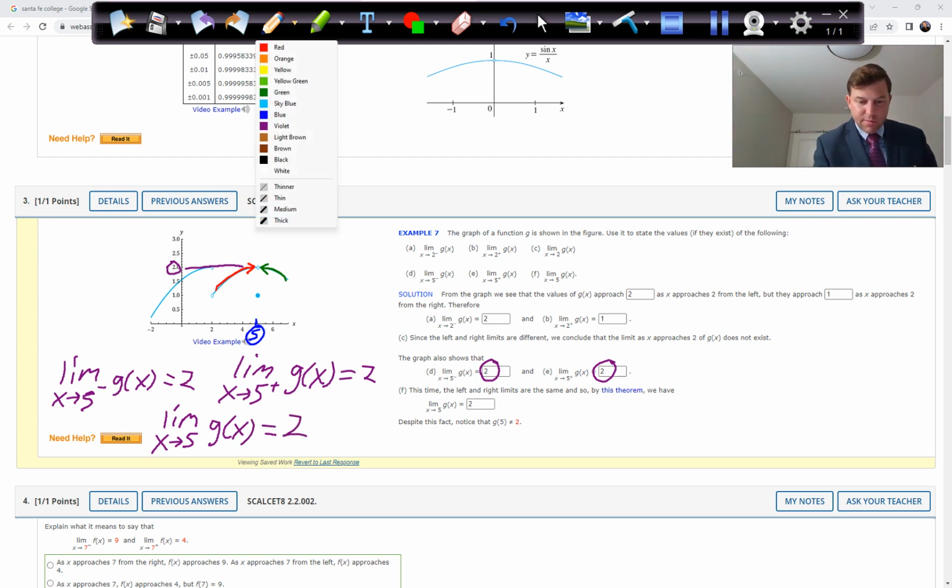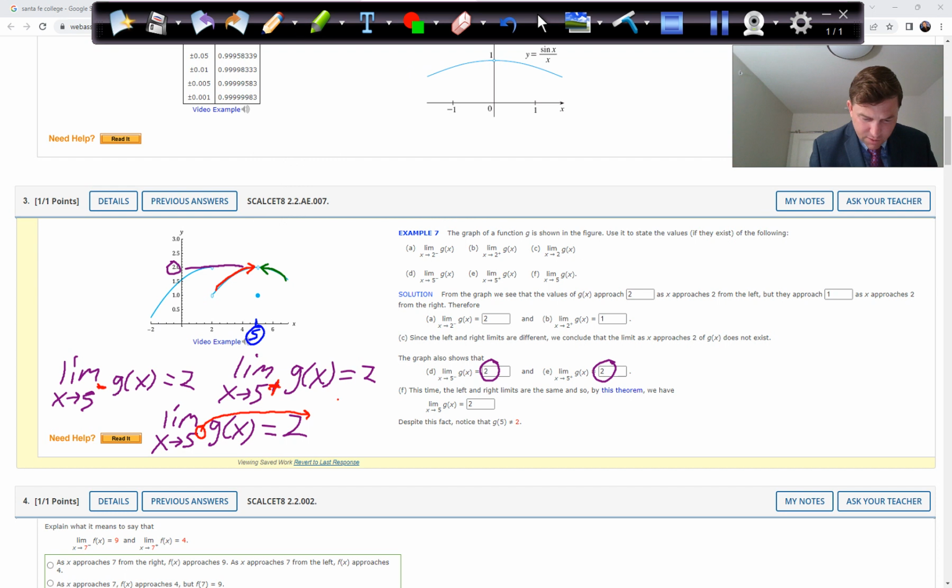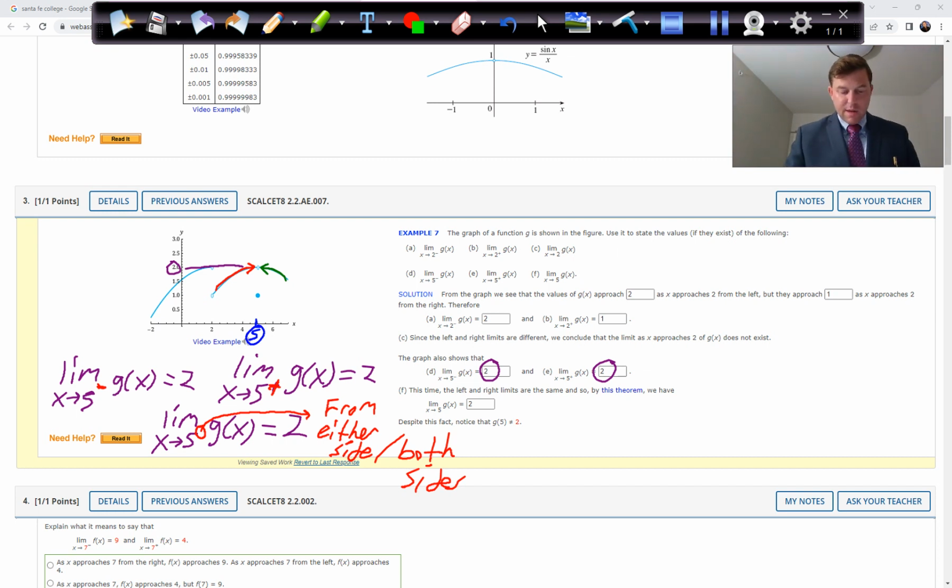So notice, I have to be very careful about the way I write this. Minus sign means left, plus sign means right. If I don't have either of those, that's from either side, from either side slash both sides. So if they don't write a plus or minus next to the x value, that means from both sides I'm converging on the same number 2, and we have the limit exists.